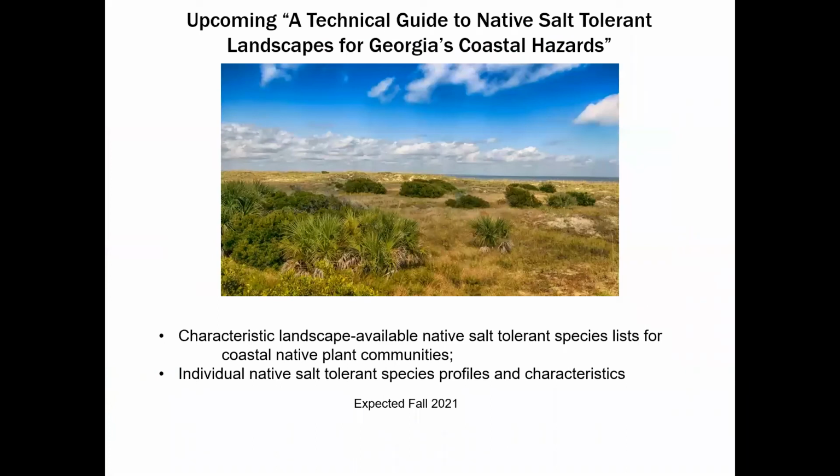And very quickly, I'm hoping that a publication that I've written with a former PhD candidate at UGA, Dr. Rachel Smith, expected out perhaps in fall 2021. This is going to be a very comprehensive guidance document with many native salt-tolerant species lists, as well as coastal native plant communities and those correct characteristic species I mentioned before.